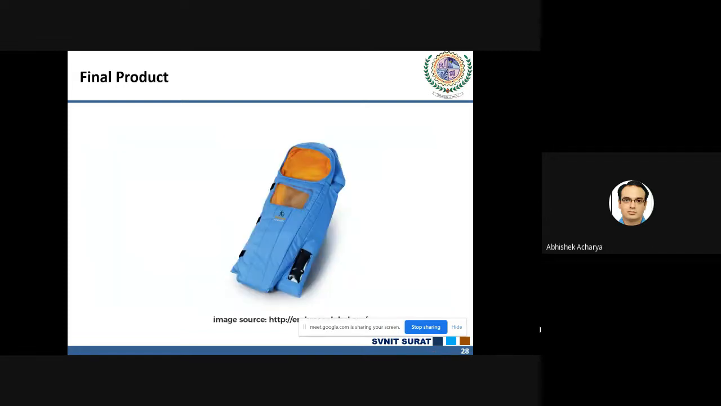And you can see this image over here. I have taken this image from some source. So this was the final product suggested by them. And this product was able to save so many lives in that particular village. So what I essentially mean to say here is that we should always follow the process of design thinking. It will definitely give you some good results.